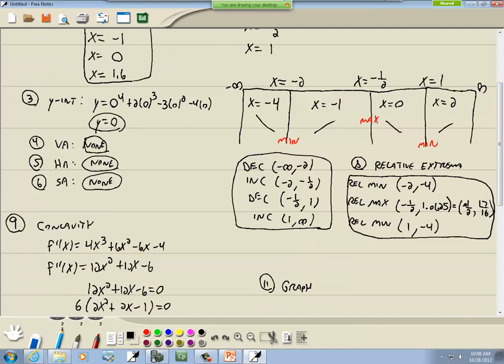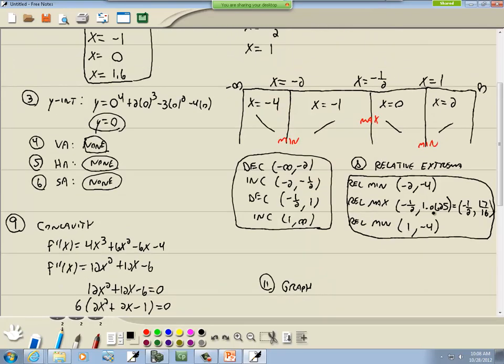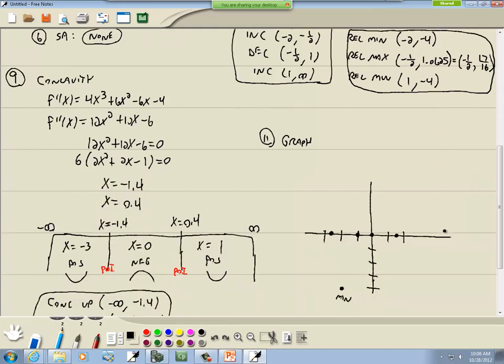Okay, so our relative extrema, min at negative 2, negative 4. So that's a min. And then a relative max at negative 1/2 and 1.06. So negative 1/2 is about right there, and 1.06 maybe is right there. A little bit too far over. So that's a max. And then a min of 1, negative 4.